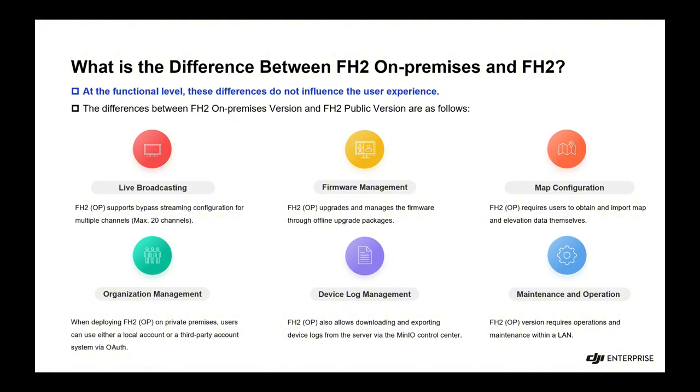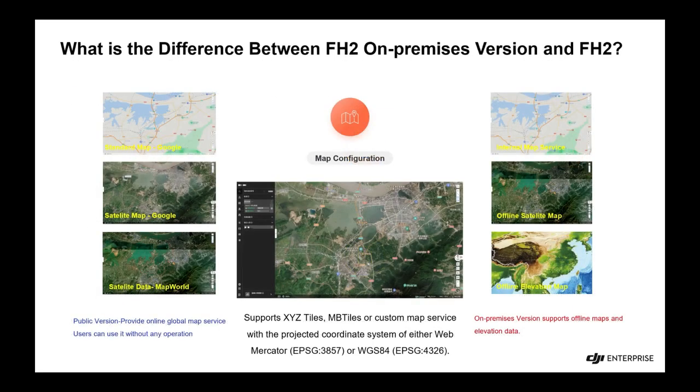So about the map, on the left, I have how you would obtain the map information when you're using the public version of FlightHub, and on the right, I have the on-premises version. For the public version, it's pretty straightforward. You're just calling the data from Google server. You're getting the map layer, whether it's satellite or street, directly from Google server.